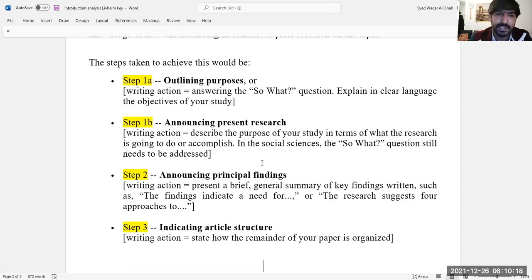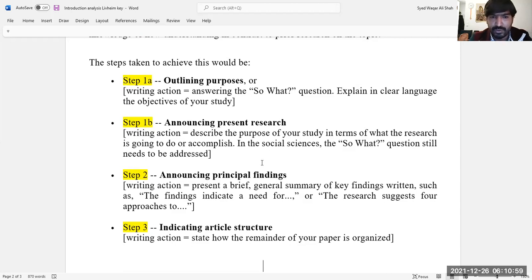So step 1A, for example, says outlining purposes. Outlining purposes means that you have to clarify and specify what objectives you have set for your study. What can be the major research questions? In research papers, there are different ways to write objectives. You can write them in bullet points, using numbers, or sometimes even within the same paragraph. And you can either give objectives or you can give research questions. That is again up to you.